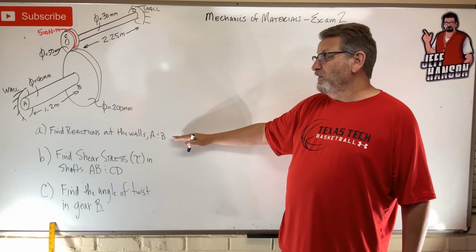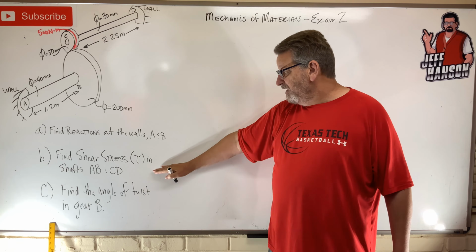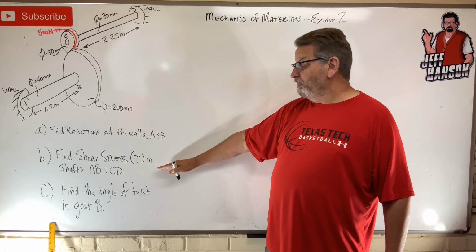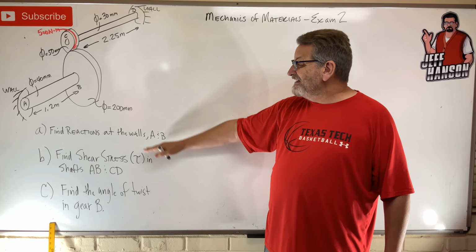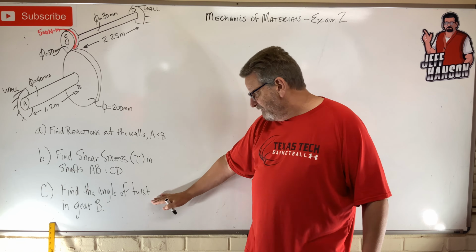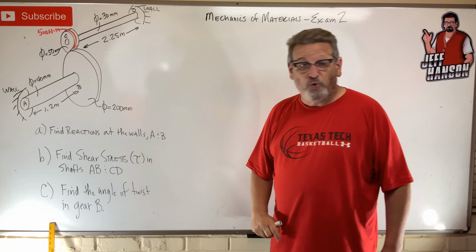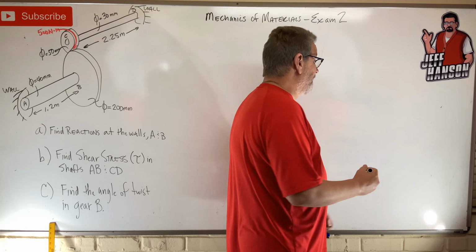Number 1, find the reactions at the wall at A and B, okay? Number 2, find the shear stress due to torsion in shafts A, B, and CD. Number 3, find the angle of twist of gear B. So a lot of equations at play here, right?